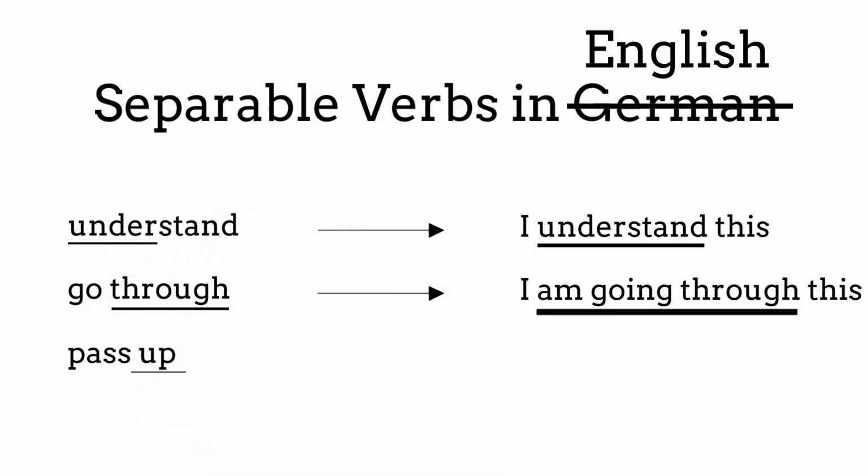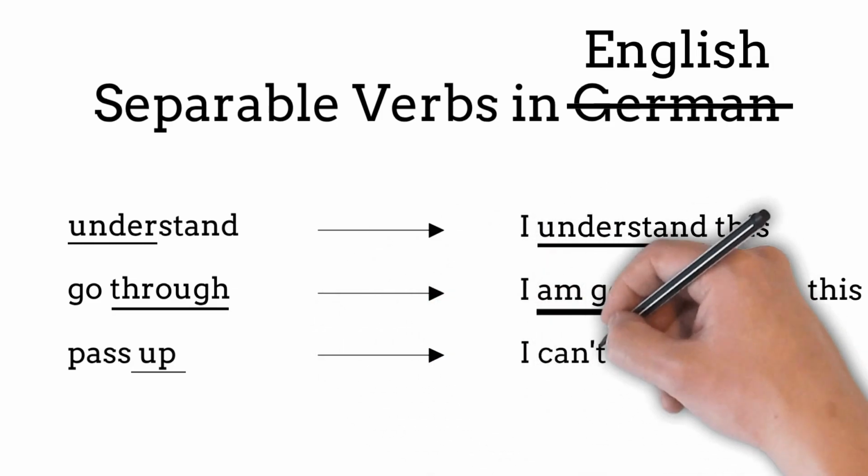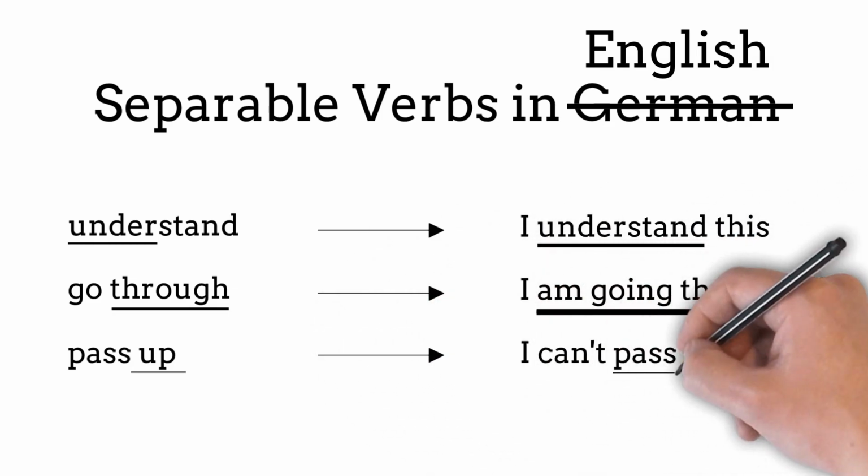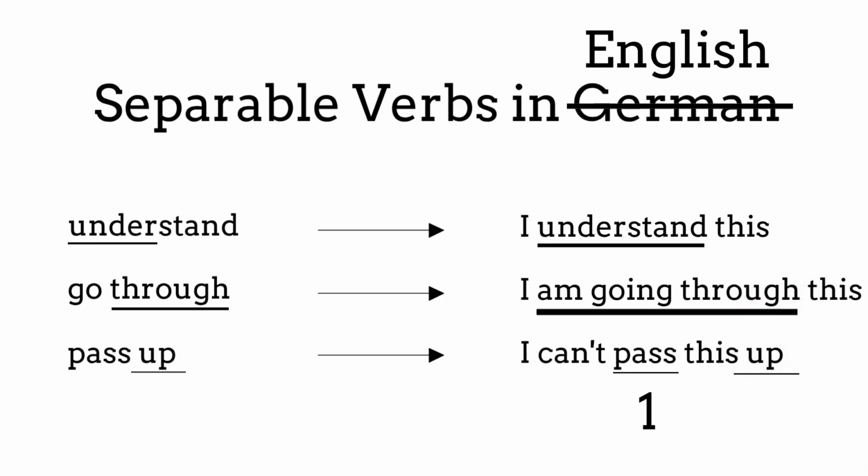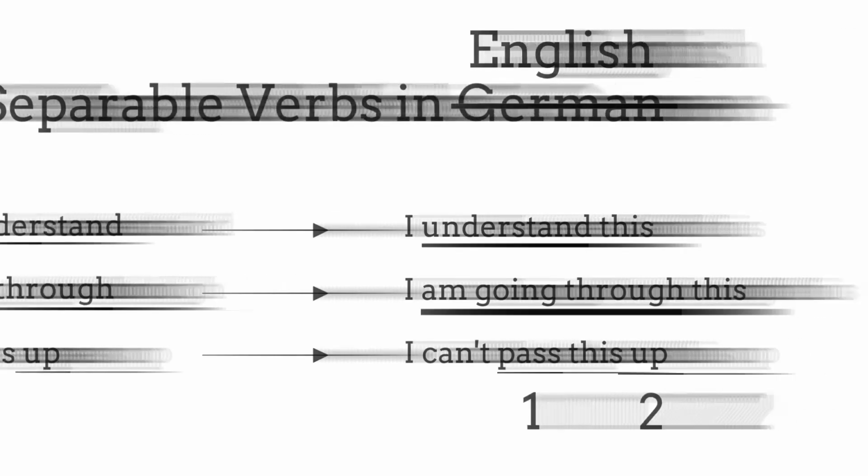The third example comes closest to the German, pass up. To pass up, for example, an opportunity. When you say, I can't pass this up, notice that pass, the first part of the verb, and up, the second part of the verb, are separated, and there is a word in between. This is what we're talking about in German, where verbs split up and go to different parts of the sentence.